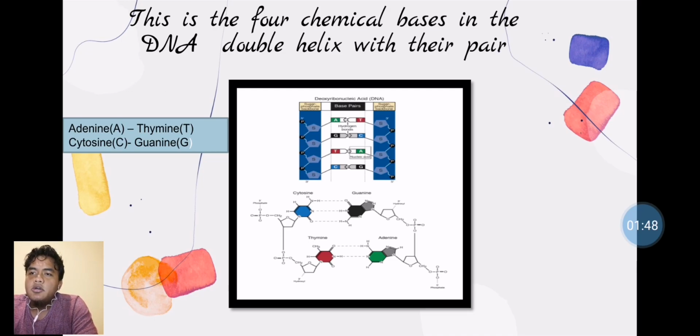So the difference between these two pairs is that cytosine and guanine is stronger than adenine and thymine because it has the advantage of 1 extra hydrogen bond.